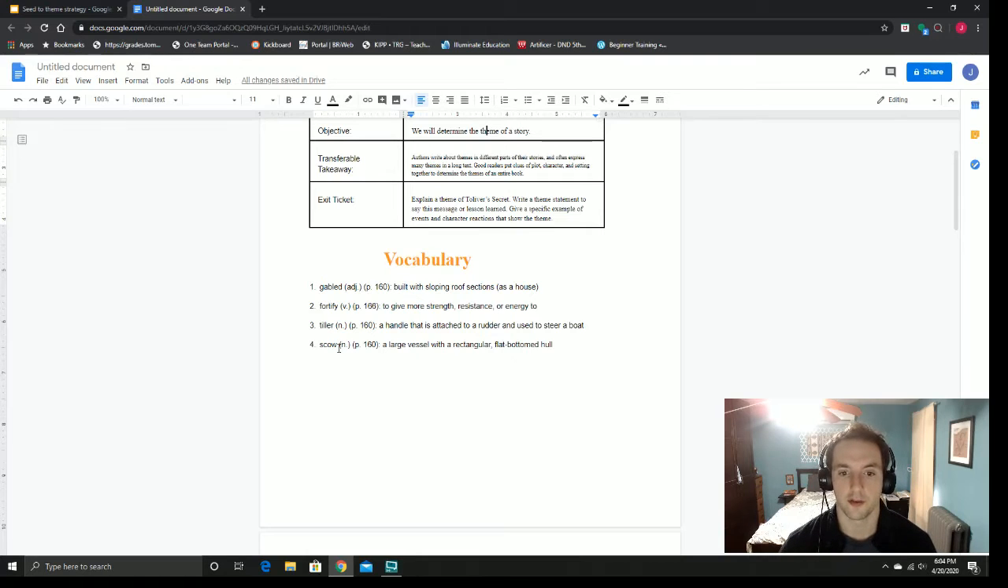And then the last word is scow, a large vessel with a rectangular flat-bottomed hull. Scow is just a kind of boat. A lot of boats have a U-shaped bottom so that they float. This one has a flat bottom so that it can hold a lot more stuff. It's usually used for a ferry to move from place to place over short distances.